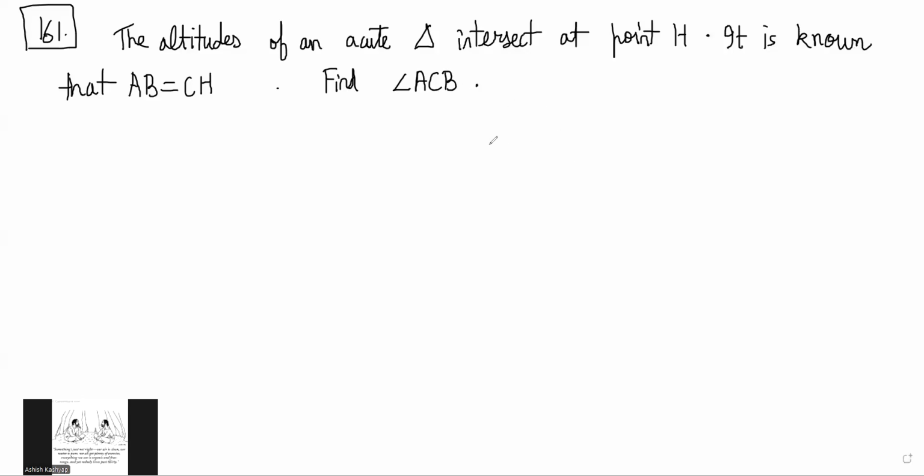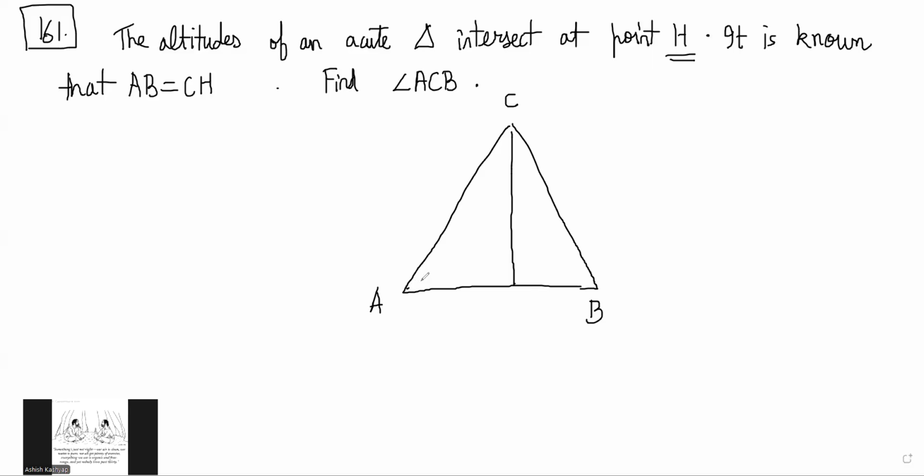So we are going to draw a triangle. The altitudes of, okay, this is the orthocenter, right? So if I say A, B, C, the altitudes are intersecting at H. So this is my H and they have given us AB is equal to CH. So AB side is known as small c, and CH is the distance of the orthocenter from one of the vertices.